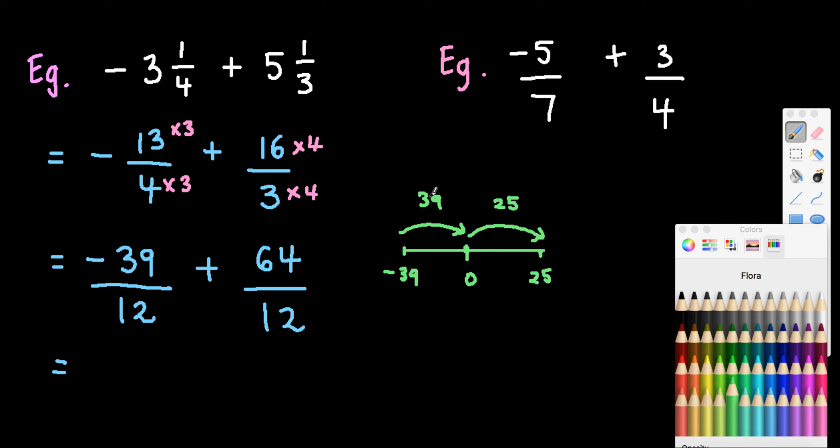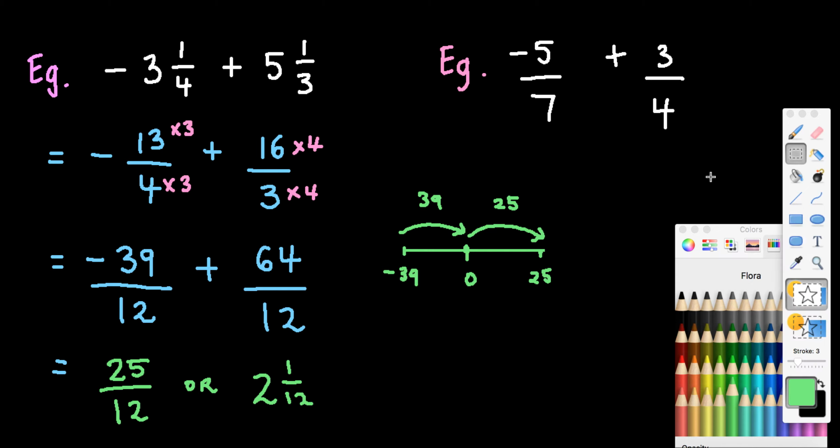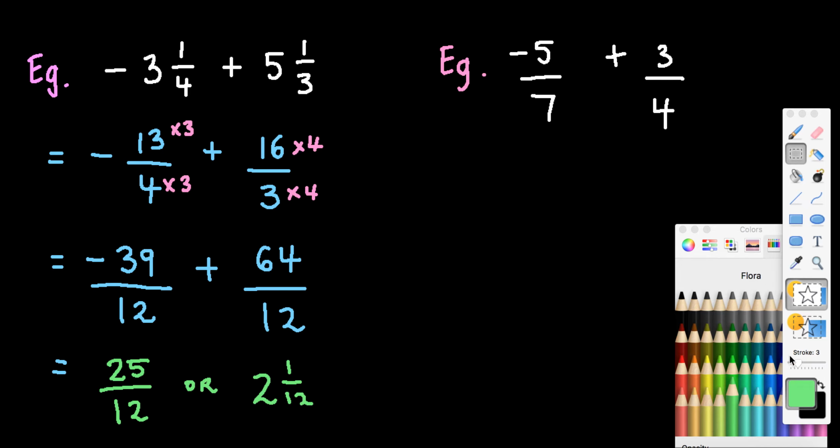So if we add these together, 30 and 20 is 50, 9 and 5 is 14, so we get the 64 there. So my final answer is going to be 25 over 12, or there's two 12s in 25, so 2 and 1 over 12, when I convert that back to a mixed number. And I'll just move that out of the way because now we're on to this final one here.